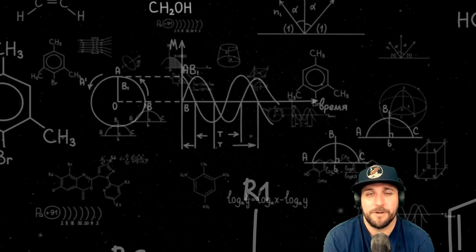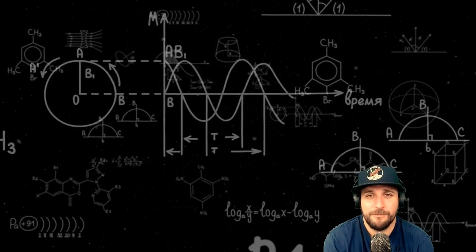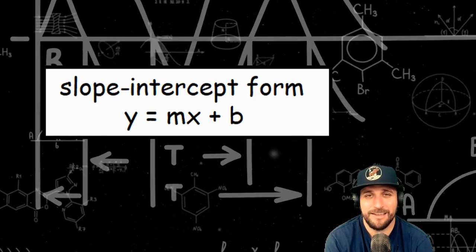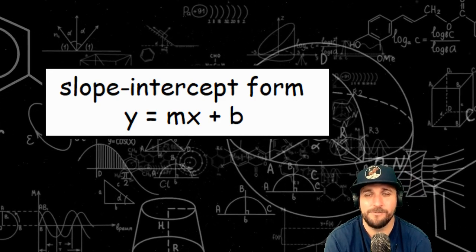All right, that wraps up our notes on slope-intercept form, y equals mx plus b. We can use this to easily graph lines by finding the y-intercept and the slope.